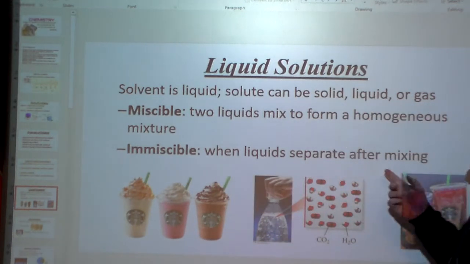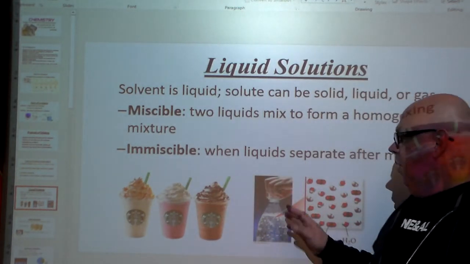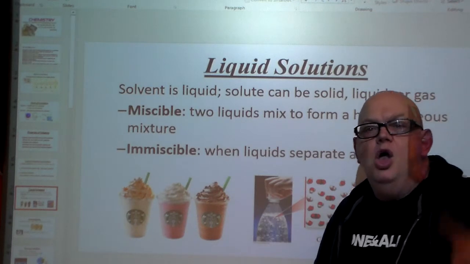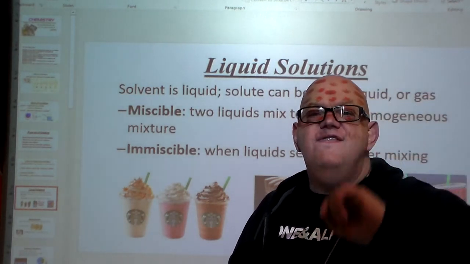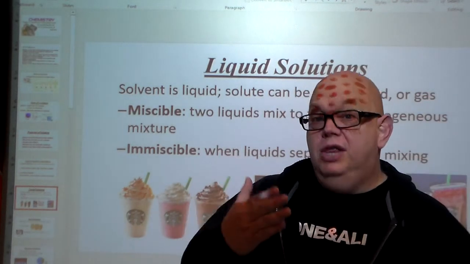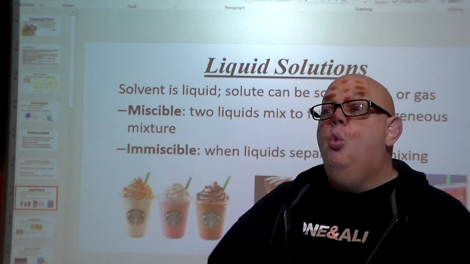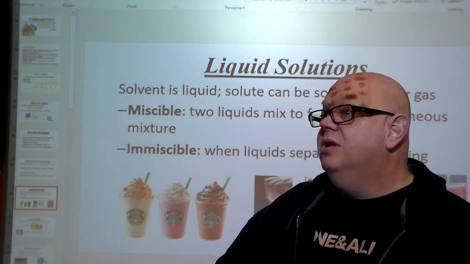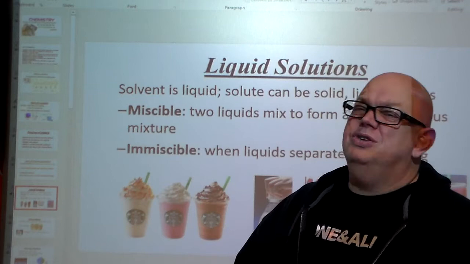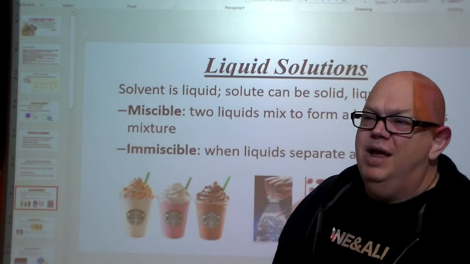Immiscible, when liquids separate after mixing. What would be an obvious one? Oil and vinegar. They're both liquids, right? When you mix them together, they don't really mix well together. They actually separate.